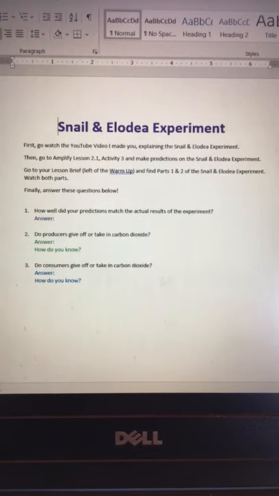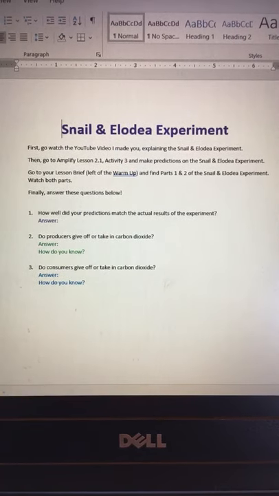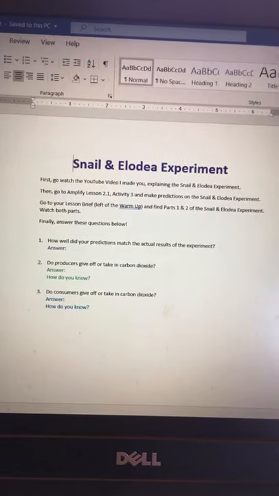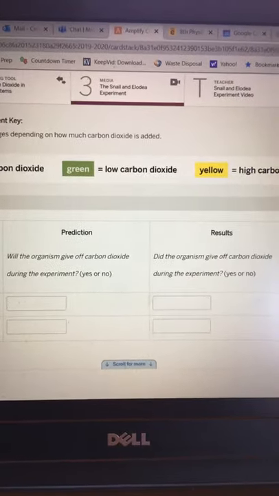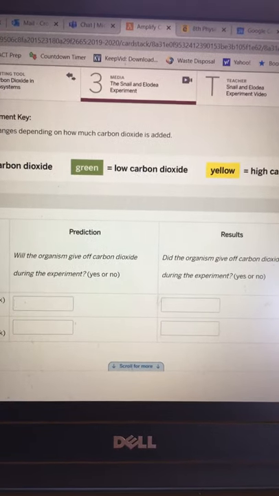So how well did your predictions match the actual results? You guys can look back at Amplify and say, all right, here are my results, here are my predictions. How did you do? Okay, it's okay if your predictions are wrong, you guys. That's why we're doing this.